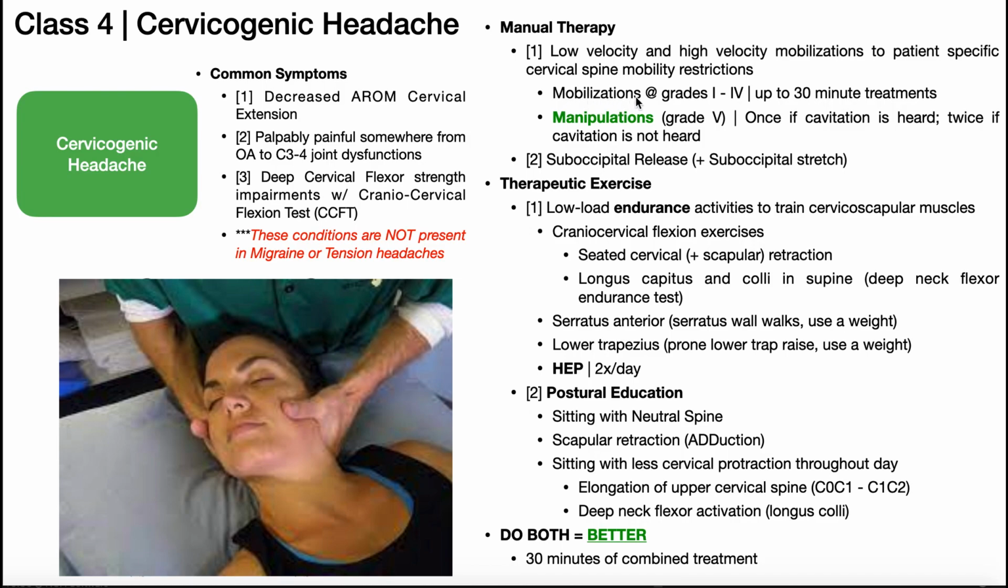And by mobilizations, I'm specifically referring to grades 1 through 4. Another thing that can be used is the rotational manipulation, which you see down here in the picture, specifically if the person's rotation is limited, which it often is. Remember, with manipulations, these are low amplitude, high velocity thrusts. The general guideline is you first do it once and listen for an audible cavitation. If you can hear the cavitation, you're done.